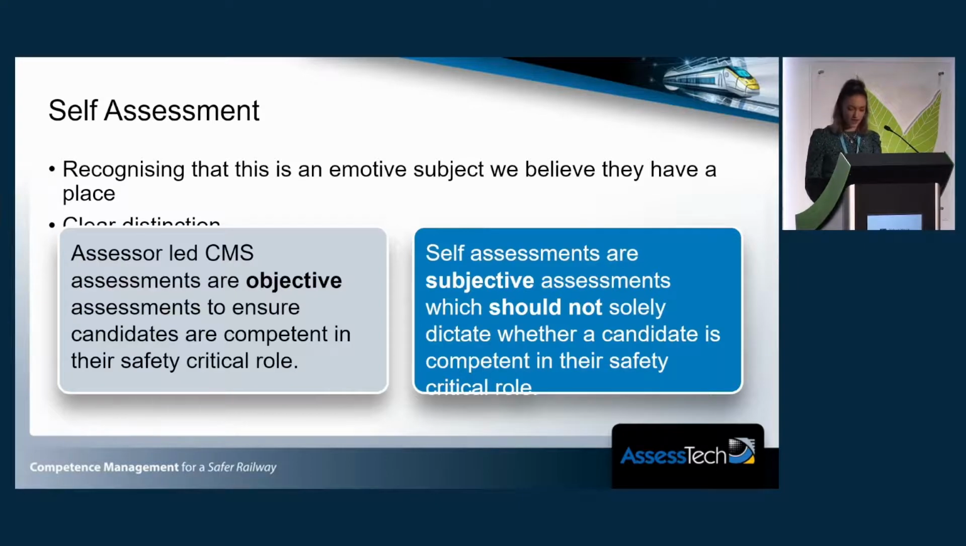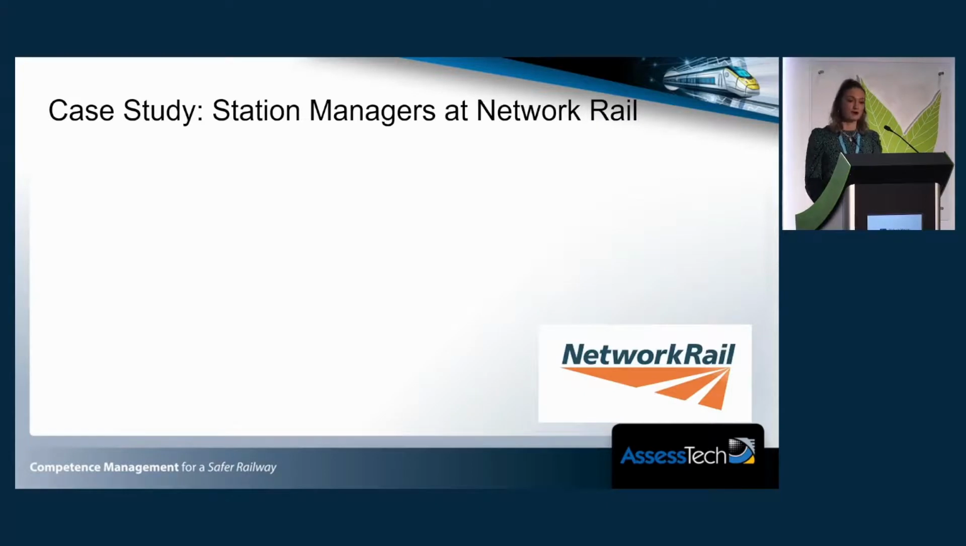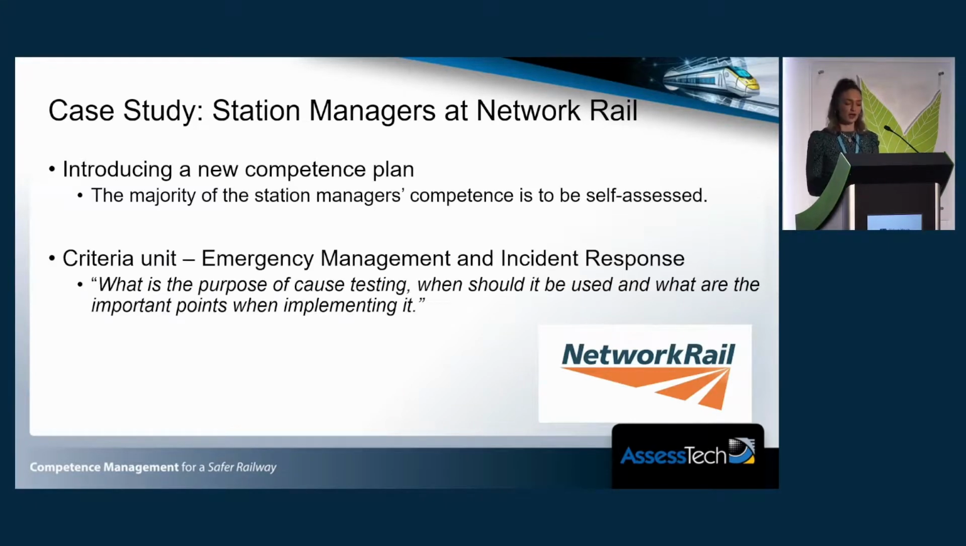An example of a customer which is going to be making use of self-assessments is Network Rail. They're introducing a new competence plan for their station managers, whereby the majority of the assessments are going to be self-assessed. For example, they've got a criteria unit called Emergency Management and Incident Response, and within that they've got a criteria item, which is: what is the purpose of cause testing, when should it be used, and what are the important points when implementing it. So the candidate would write down their response to these questions and then use the assigned level set to rate their confidence in their answer.